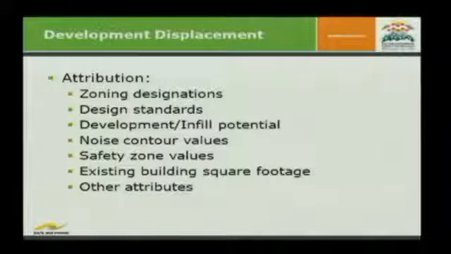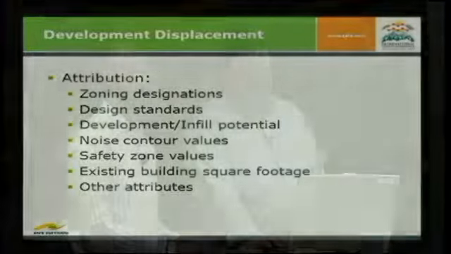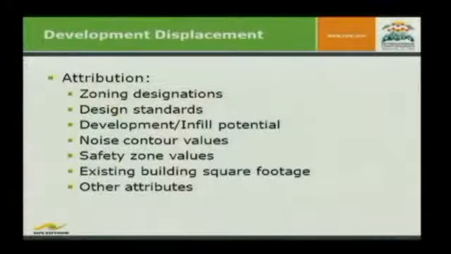So attribution, basically we had 14 to 15 different layers and data sets that were overlaid on top of our parcels, and all the attributes from those layers were assigned to our parcels. So zoning designations, design standards, development, infill potential, noise contour values, safety zone values, existing building square footage, and other attributes. Again, to note that they're all in different formats.